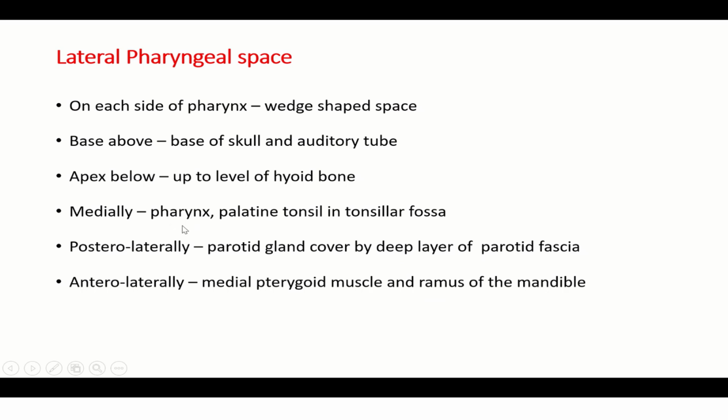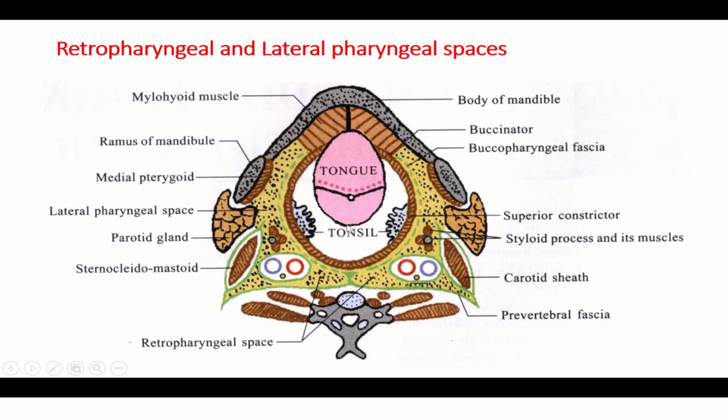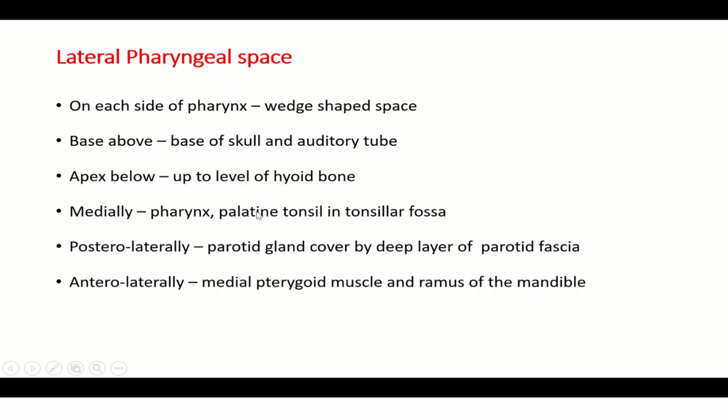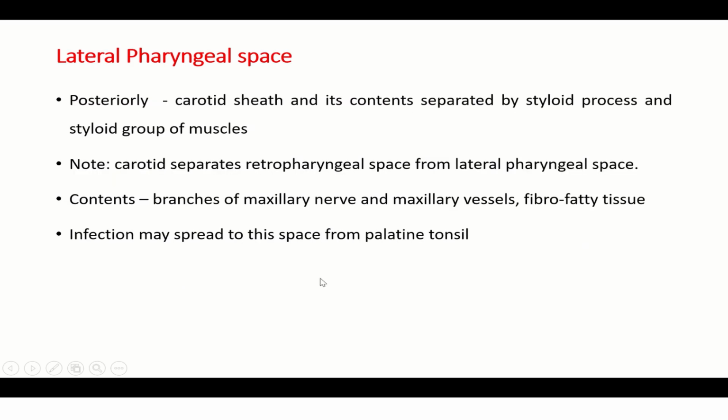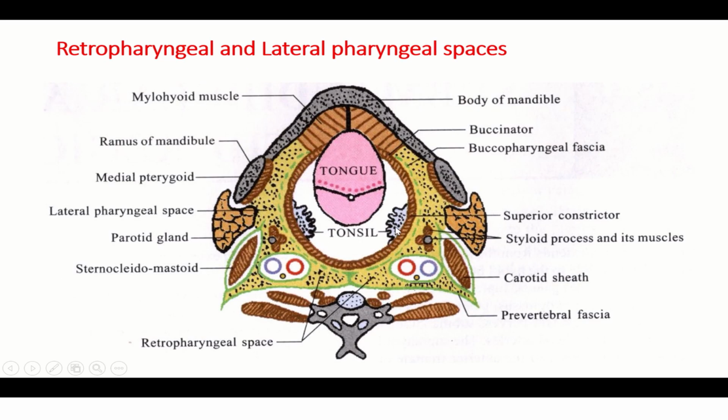Medially, it has the pharynx, with the palatine tonsil in the tonsillar fossa. Posterolaterally, the parotid gland covered by the deep layer of parotid fascia. Anterolaterally, the medial pterygoid muscle and ramus of the mandible. Posteriorly, the carotid sheath and its contents, separated by the styloid process and styloid group of muscles. This is the lateral pharyngeal space.